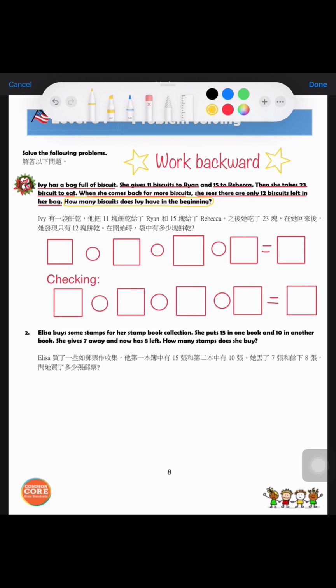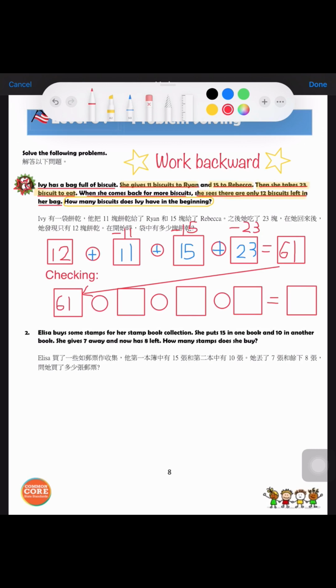I'm sure that you're pretty familiar with these kinds of questions. You're right, again we're going to use work backwards. So there are only 12 biscuits left, so we'll start with 12. And then she gives 11 biscuits to Ryan, so it should be minus 11, but if we work backwards, it'll be plus 11. Then she gives 15 to Rebecca, it should be minus 15, but work backwards, so we'll add 15. Then she takes 23 to eat, so it should be minus 23, but since we work backwards, we change it to plus 23, which equals to 61.